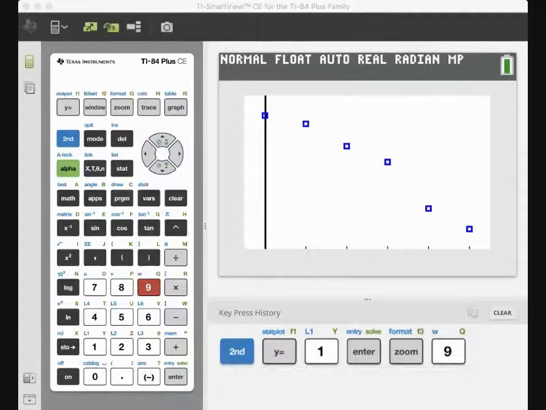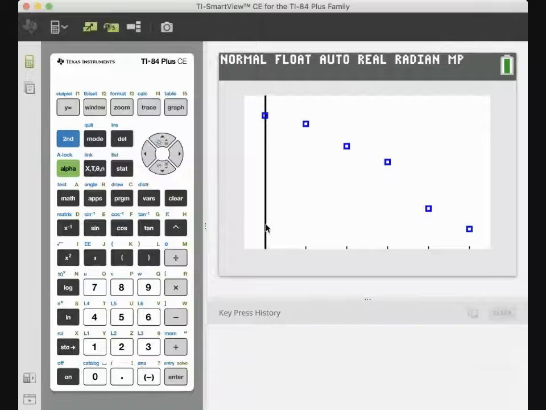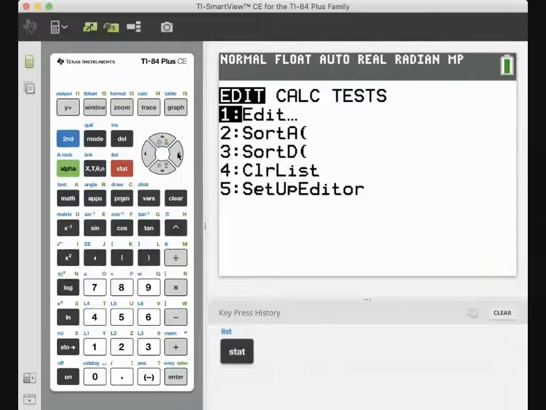Okay, how do we do a linear regression? Using the information in this data, we're going to use our calculator to determine how we get a linear regression. Again, we're going to hit the word stat, and now we're going to go over to calculate because we still have our information in our lists.